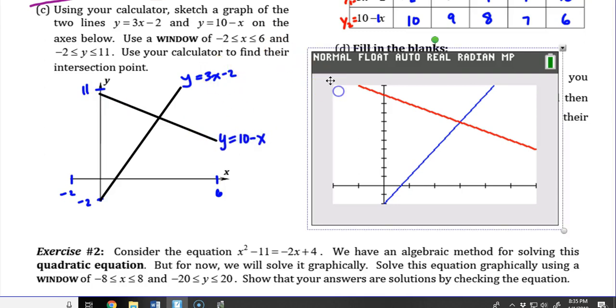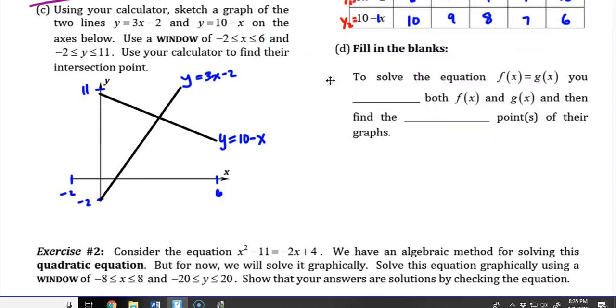At this point, I'm done with that. Get rid of that. Now to find the intersection point. Well, did you see the intersection point?